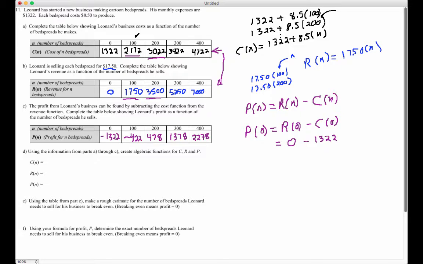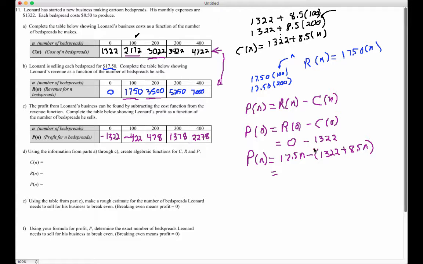And our profit function as a function of n, our P of n, well, now that we know what R of n and C of n are, we're going to simply substitute those in there. That's going to be 17.5 times n, subtract parentheses. Do not forget your parentheses here. Very important. 1,322 plus 8.5 n.